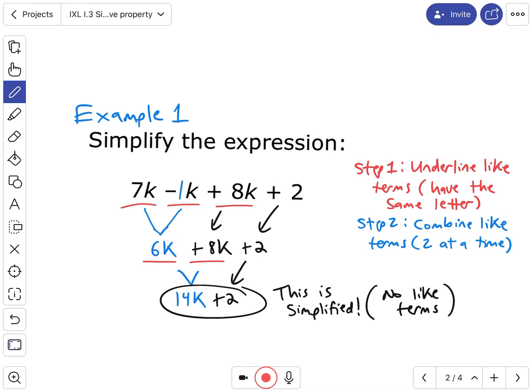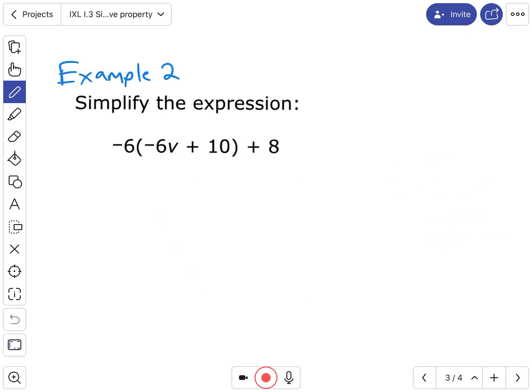So all of these symbols, I want to make sure you guys are writing them to show each step, just because it helps to keep track of where you're getting these numbers from. Okay, next one. So something interesting is happening here. In the parentheses, there are no like terms, since one term has a v and the other is just a constant, just a 10. There are 2 terms, negative 6v and a positive 10. Those are the 2 terms.